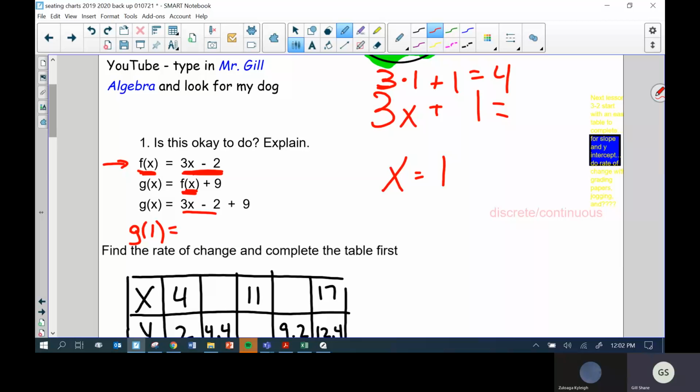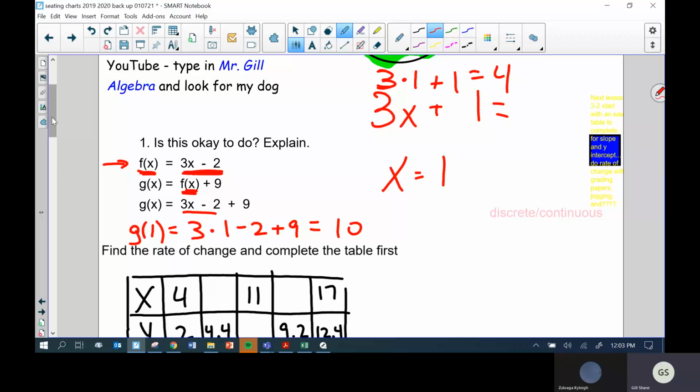All you do is you go straight to the last equation with the g, and you say, well, I know if it's g of 1, what does x equal? X is 1. That's what this is telling you. X equals 1. So I just go to that bottom equation and say 3 times 1, subtract 2, plus 9. 3 times 1 is 3. 3 subtract 2 is 1. 1 plus 9 is 10. Same thing we got when we did it before.